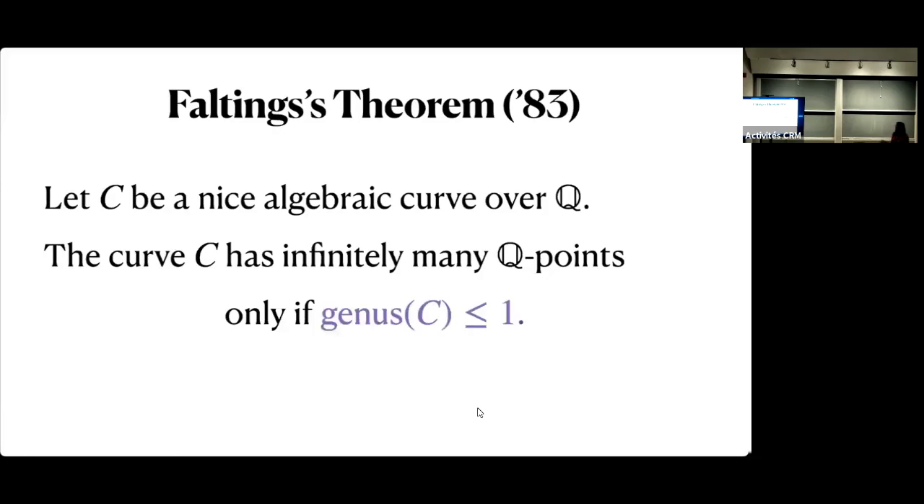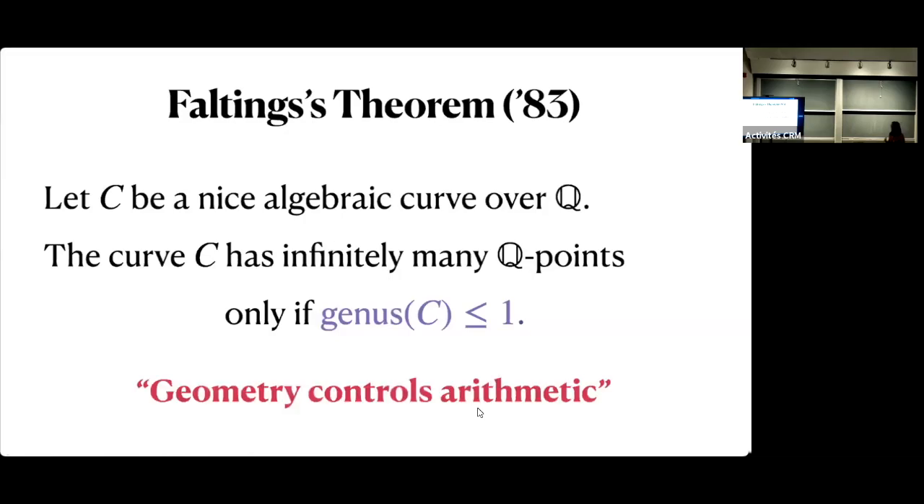Faltings tells us that this is controlled by the geometry, that to see whether or not this is possible, you look at the complex manifold structure, you lose all of the information about Q, you look at what happens there, and you look at the genus of that Riemann surface. And only if the genus is at most 1 can you hope to find infinitely many rational points.